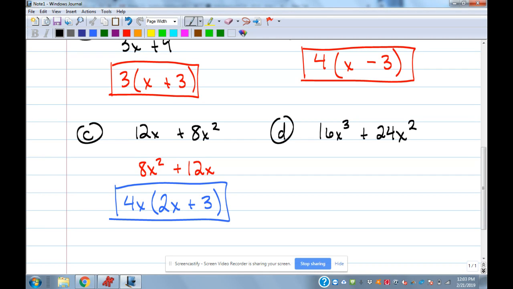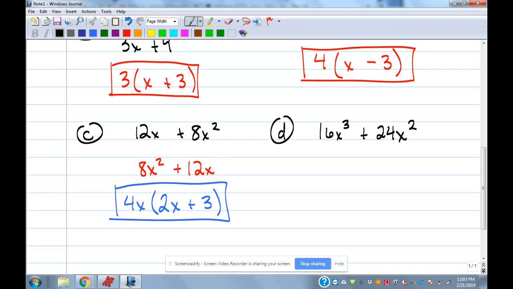So let's look at the factors of 16. Always start with your smaller number and think about its factors. 4 goes into 16. Does 4 go into 24? Yes. Is that the GCF? No. Why not? Because 8 goes into 16 and 8 also goes into 24, and that's bigger than 4. So 8's going to be our number.